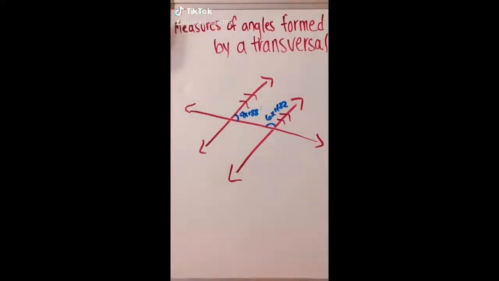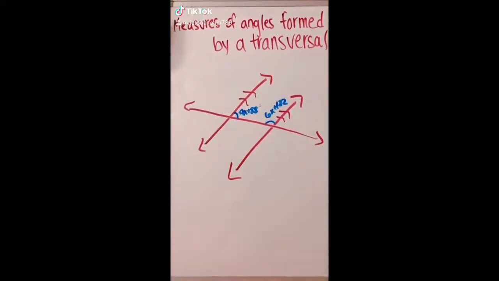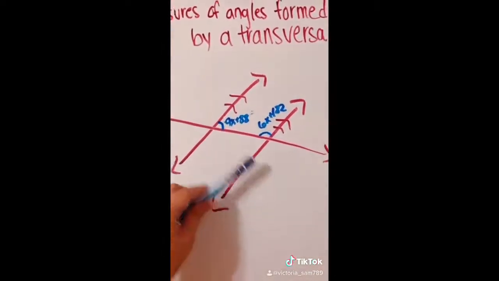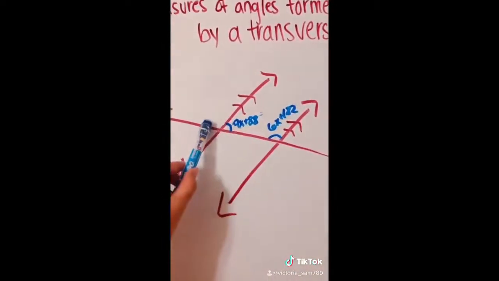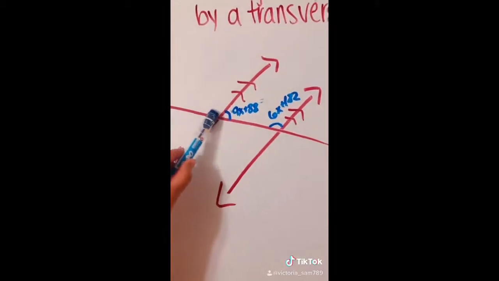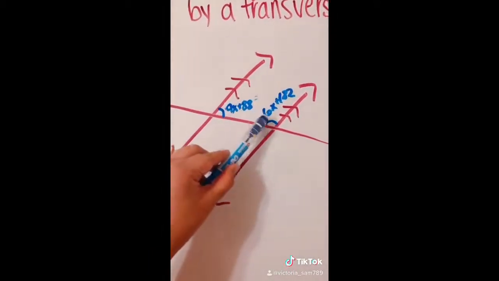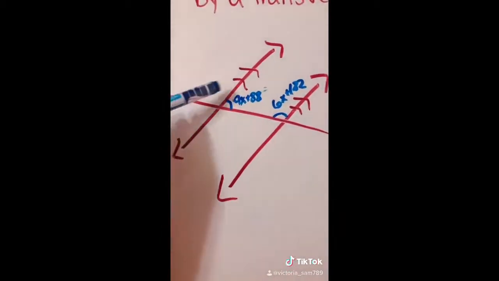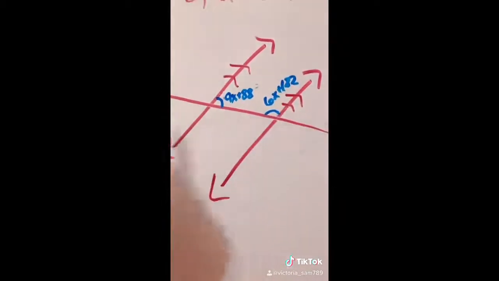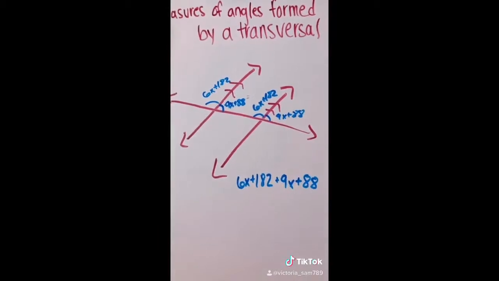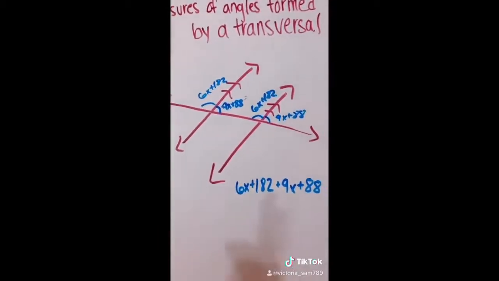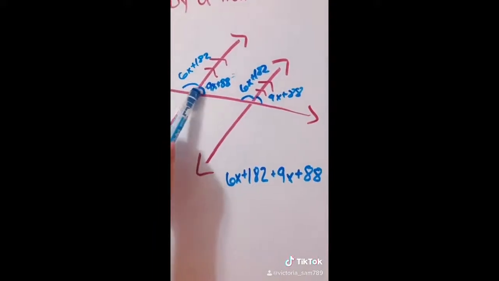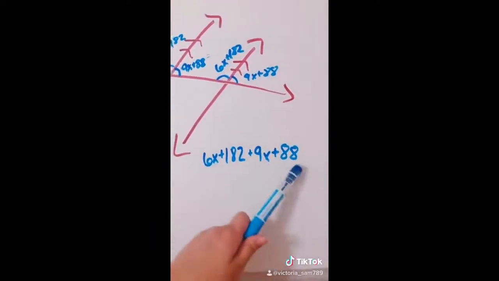Now we will go into measures of angles formed by a transversal, which will require a little bit of algebra. So in this problem, we will be finding the measure of angles formed by a transversal. As you can see, we have the two parallel lines and our transversal line and the angles they gave us. So they give us this angle is equal to 9x plus 88, and this angle is 6x plus 182. And because of congruency, we remember that this one is equal to this one. So now that we were able to find their congruencies, we know that 6x plus 182 plus 9x plus 88 is going to equal 180.